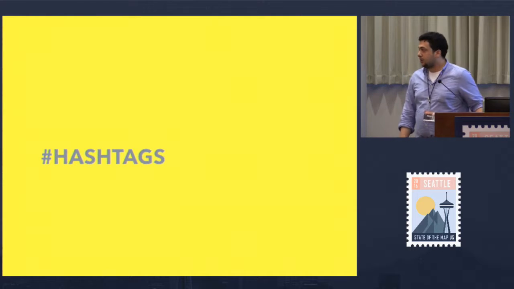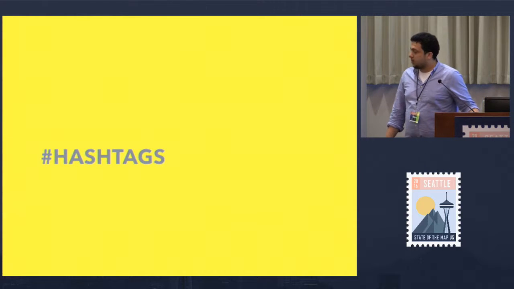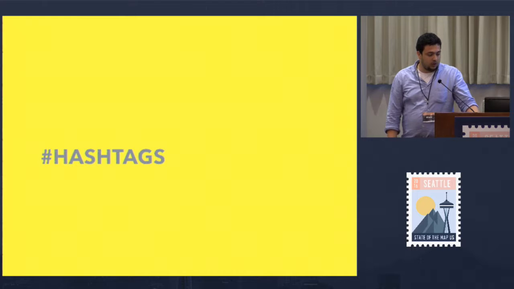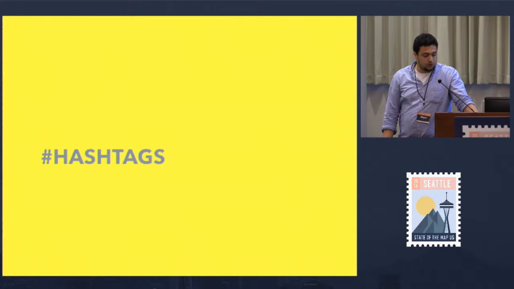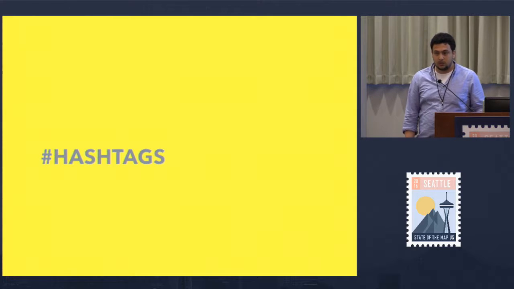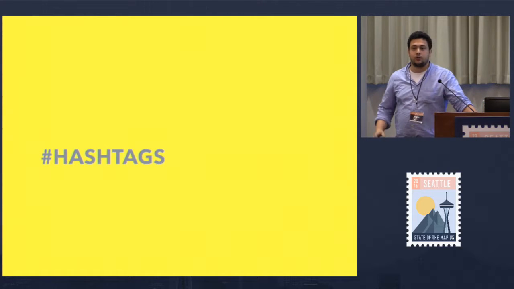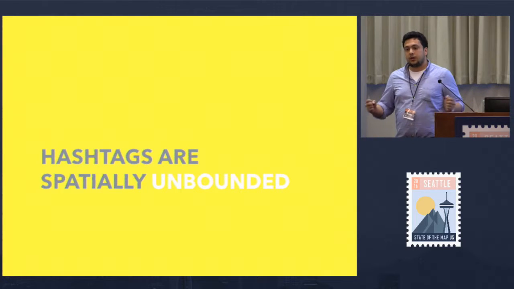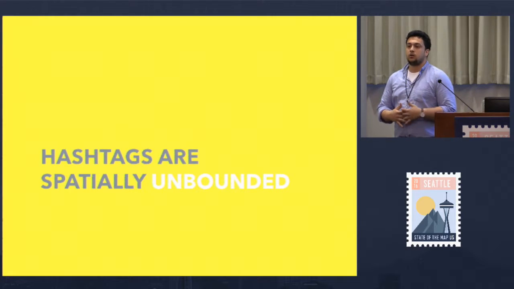Now, let's talk about hashtags. Hashtags kind of split the community in their use, and there's some talk about that in the mailing list. Don't look at the mailing list. Hashtags are really useful. So why are they useful? Hashtags are spatially unbounded. As in, if you use a hashtag, that's to create a grouping of changesets that is not constrained within a spatial community.